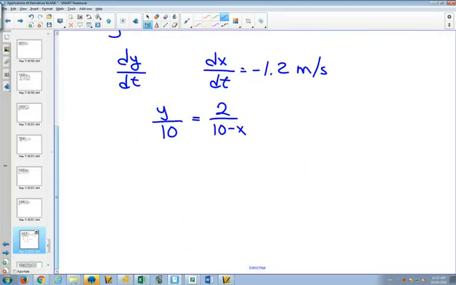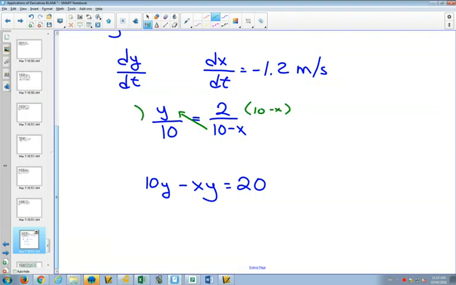Multiplying this out, we'll get 10y minus xy is going to equal 20. Well, I multiplied both sides by 10 minus x, and distributed that with the y. And I multiplied both sides by 10 just to get rid of my fractions.